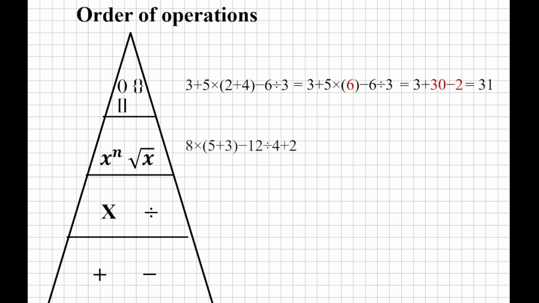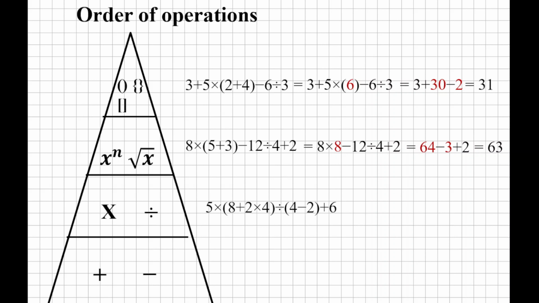In the second example, we start by solving what is inside the parentheses. 5 plus 3 equals 8. Now we solve the multiplication and division. 8 times 8 equals 64, and 12 divided by 4 equals 3. The result is 64 minus 3 plus 2, or 63.